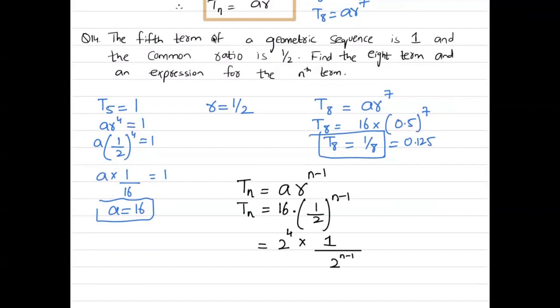Now when the bases are the same and the numbers are being divided, what happens to the power? No, the powers are going to be subtracted. You just have to use the rules of indices to simplify this. It's going to be 2 to the power of 4 times 2 to the power of negative n minus 1. When bases are the same and are being multiplied, just add the powers. 4 minus n minus 1. So 2 to the power of 4 minus n plus 1. 2 to the power of 5 minus n.